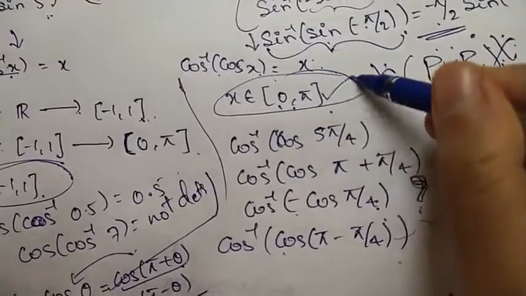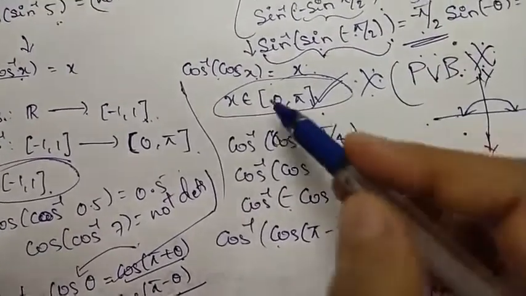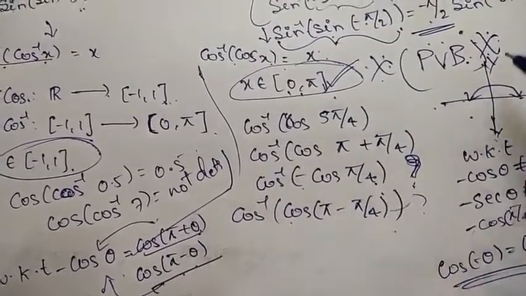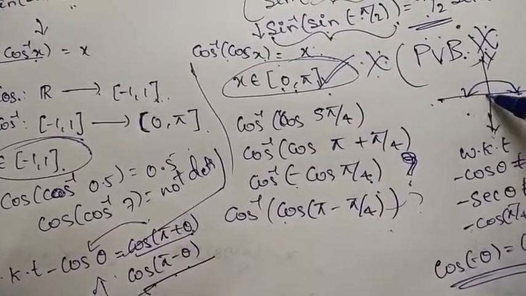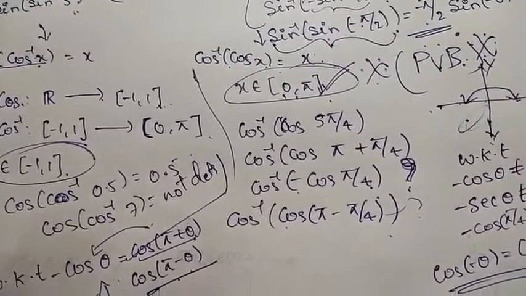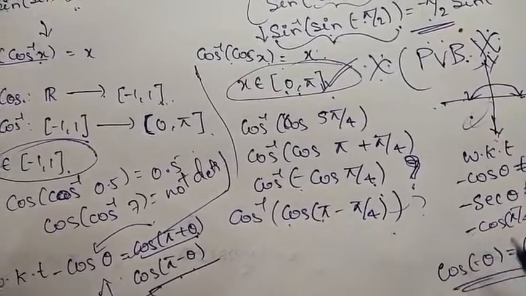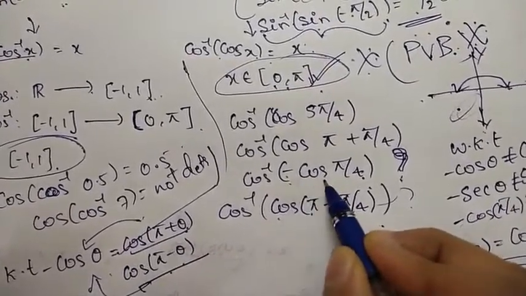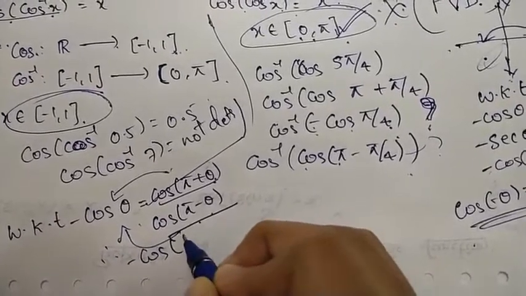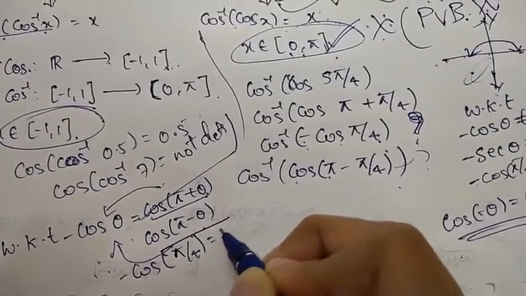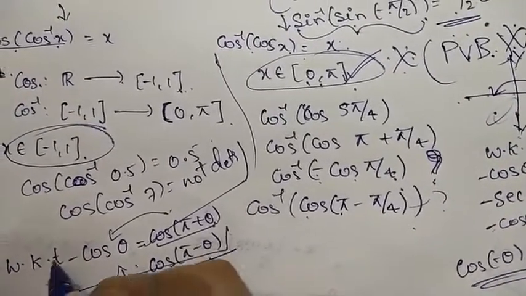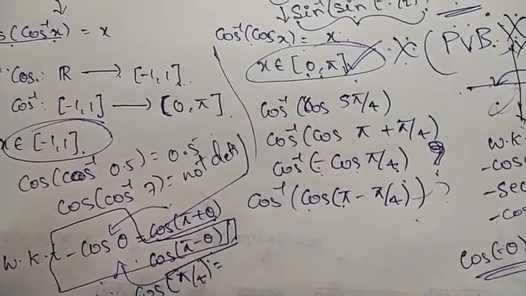Look into the interval, guys. We read it within 0 to pi. But here, if we take pi + theta, that will cross this interval. It will be somewhere here again, but that is not what we require. So I am taking here pi - pi/4, because minus cos(pi/4) is equal to cos(pi - pi/4) with this allied angle property.